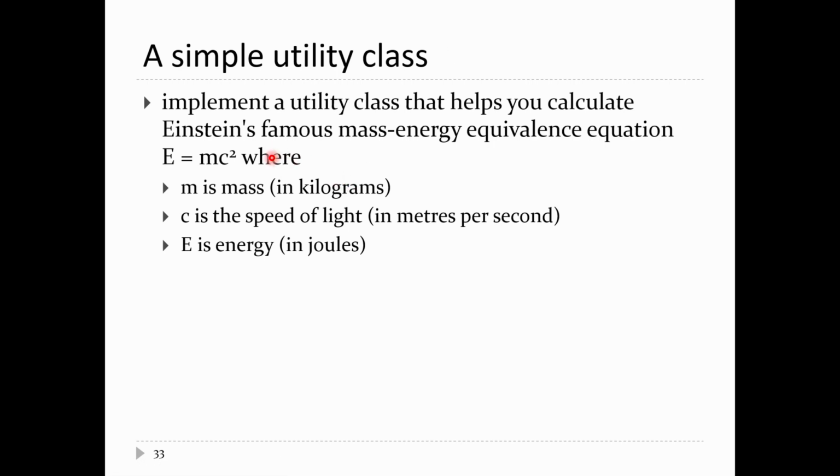All right, so I'm just going to implement Einstein's equation E equals mc squared. If you don't know what this is, don't worry about it. It's just a mathematical equation. M is mass in kilograms. C is the speed of light in meters per second. E is the amount of energy equivalent to that mass. So if you convert all that mass into energy, that is the amount of energy that you would get.